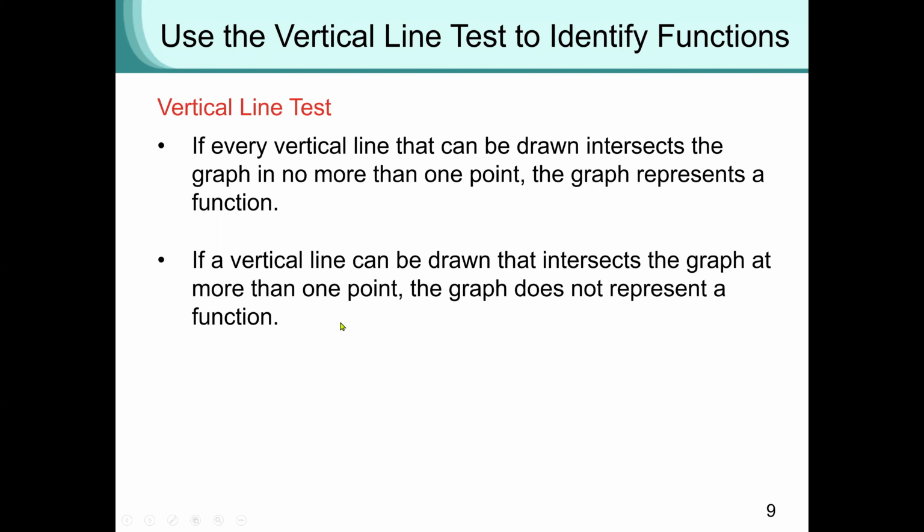Here we say that if every vertical line that can be drawn intersects the graph in no more than 1 point, then the graph represents a function. So first, in this question, a function will be given. Then I'm going to plot the graph of the function. Then I will draw a vertical line across the function. If the intersection of the vertical line and the graph is only 1, then we have a function. Now, if it's more than 1, then we don't have a function.